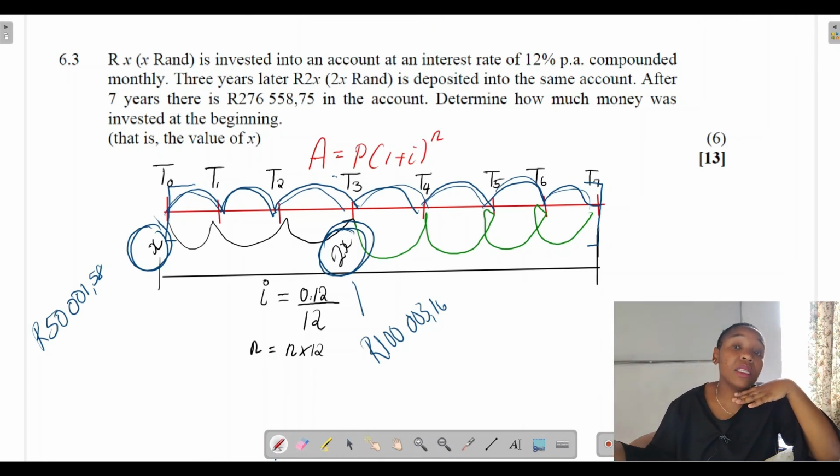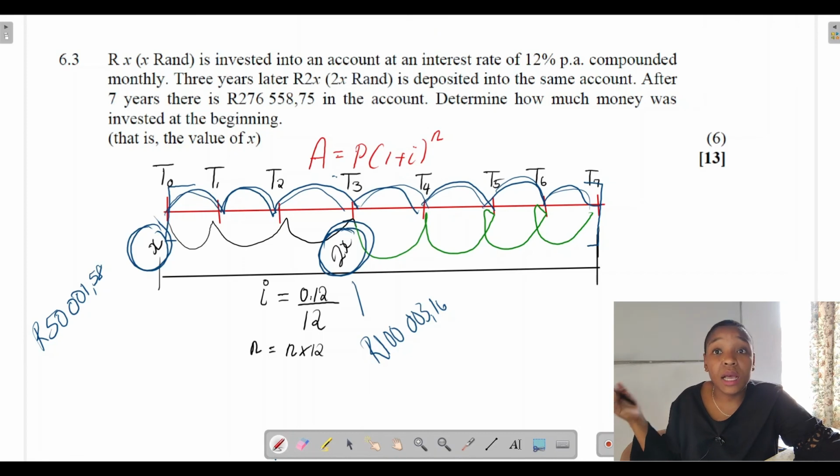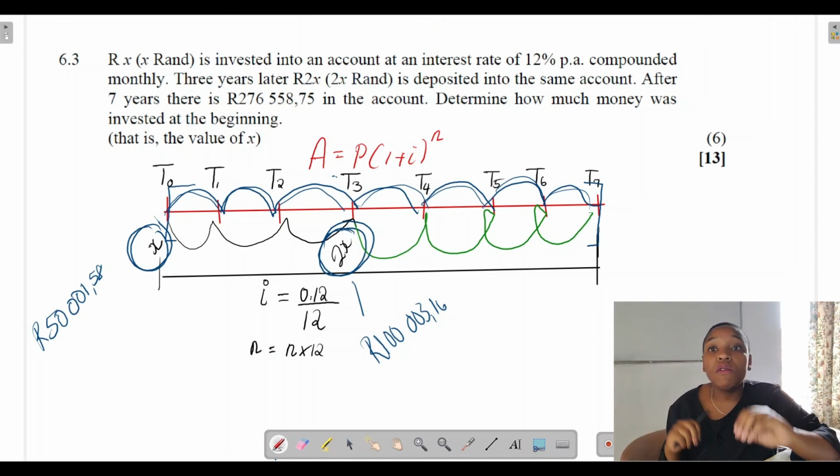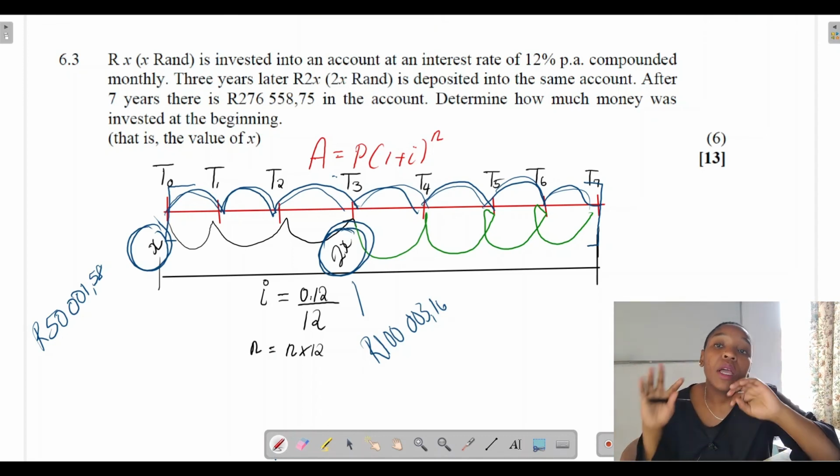Am I taking out a bond where I'm paying monthly repayments? Am I saving for my child's future education by putting 50 rand every month into an account? Is it future value? Right? So take note of those finer details. Okay, and then if you do that, you should be fine.